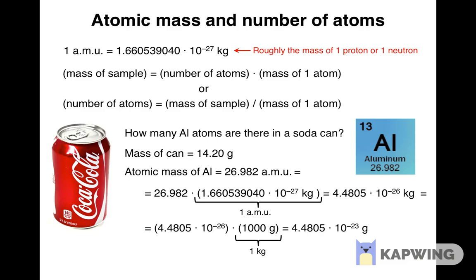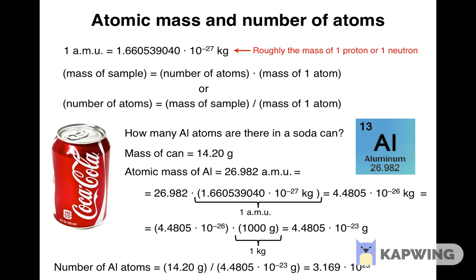To find the number of aluminum atoms in the can, we divide its total mass by the mass of one atom. So the number of aluminum atoms is 14.20 grams divided by 4.4805 times 10 to the minus 23rd power grams. And that equals 3.169 times 10 to the 23rd power. So the can is made up of approximately 3.169 times 10 to the 23rd power aluminum atoms. We don't know enough significant digits to be more precise.